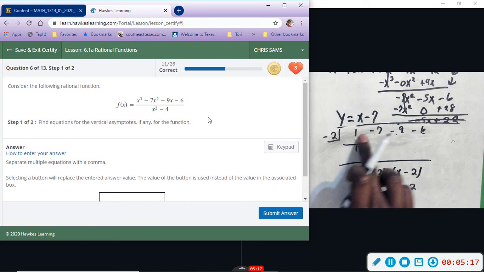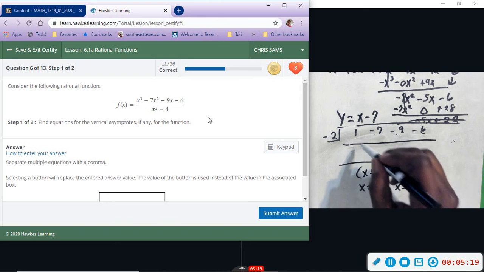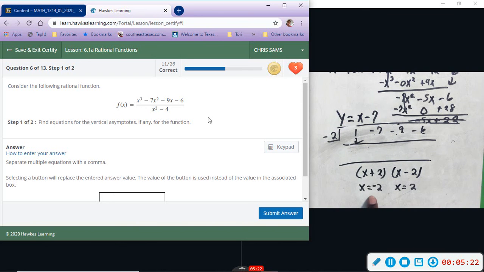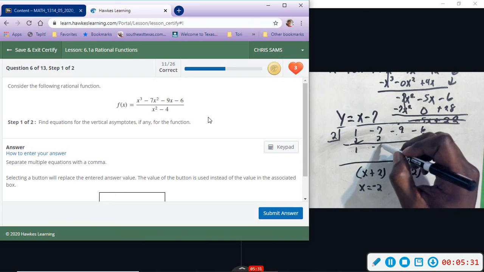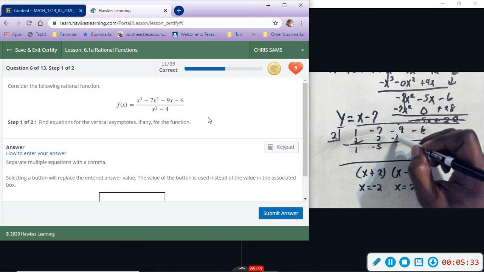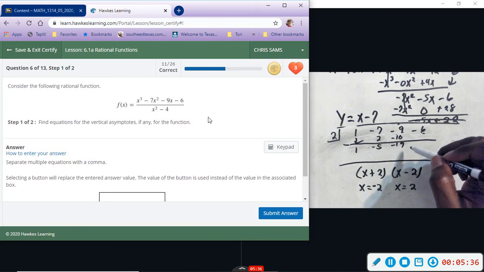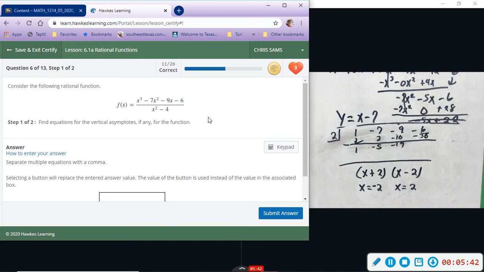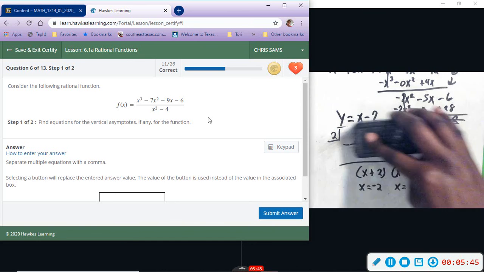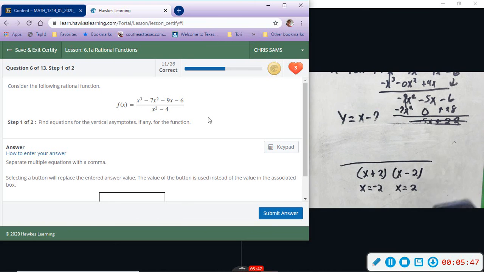So we can see that x plus 2 is not a factor because negative 2 doesn't work. Now let me try positive 2 to see if that one is a factor. So 2 times 1 is 2. Gives me a negative 5. That's a negative 10, negative 19, and that will give us a negative 38. And that will not equal 0. Okay, so we are good. I would just be overly thorough to check. So we get vertical asymptotes, and we have an oblique y equals x minus 7.